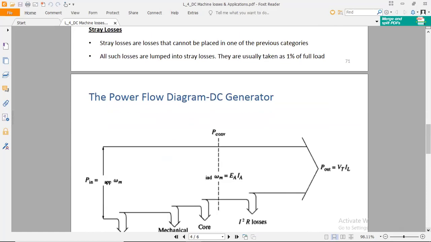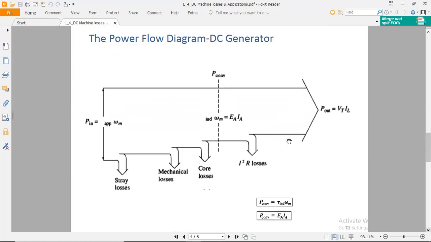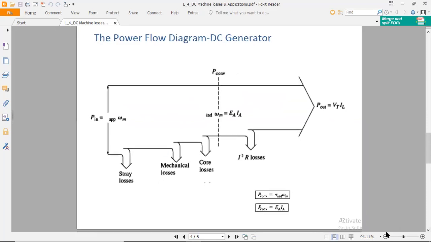Now coming towards the power flow diagram in DC generator. Yes, sir, how can we reduce or remove these losses?